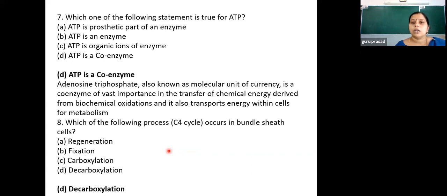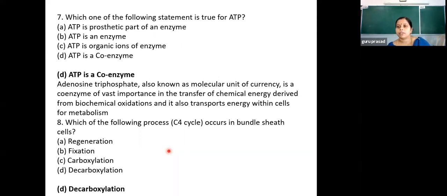Why? Because it's also known as the molecular unit of currency. It's a coenzyme of vast importance in the transfer of chemical energy derived from biochemical oxidation, and it also transports energy within the cells for metabolism. It is a coenzyme, not a prosthetic part of an enzyme. It is not a complete enzyme. It is not an organic ion of the enzyme. It is a coenzyme. So which is the correct option? Option D, ATP is a coenzyme.